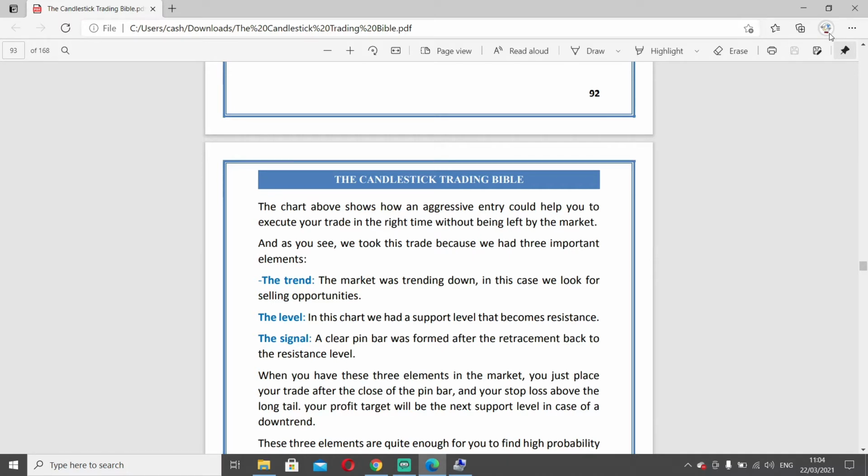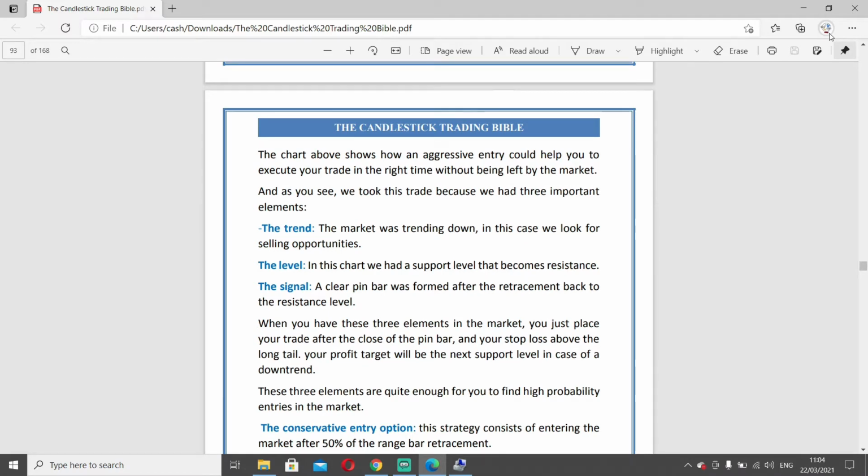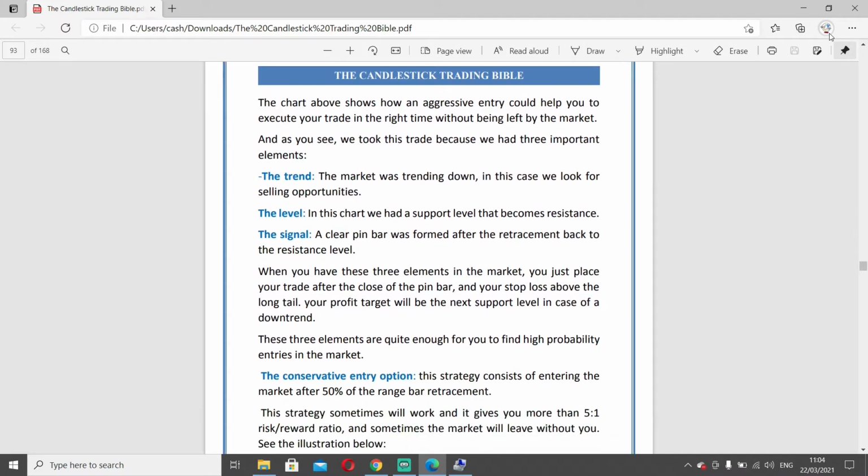And as you see, we took this trade because we had three important elements. The trend: the market is trending down in this case, so we look for selling opportunities. The level: in this chart we had a support level that becomes resistance. A signal: a clear pin bar was formed after the retracement back to the resistance level. When you have these three elements in the market, you just place your trade after the close of the pin bar and your stop loss above the long tail. Your profit target will be the next support level in case of a downtrend. These three elements are quite enough for you to find high probability entries in the market.